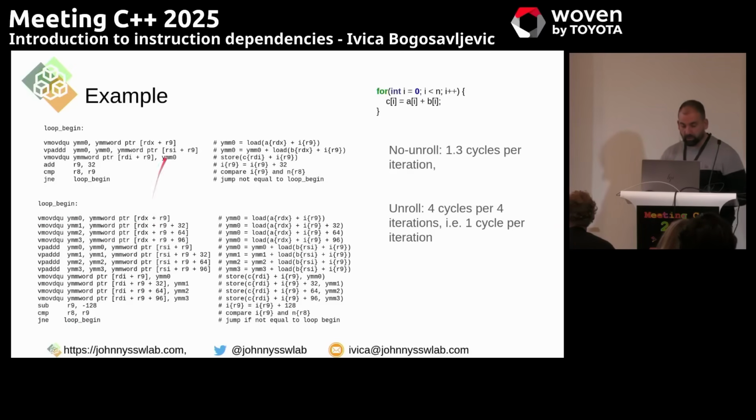Now look at here. Originally I have loads RDX plus R9, RDX plus R9 plus 32, RDX plus R9 plus 64, RDX plus R9 plus 96. And that is repeated the same here and the same here. Now this version here is 4 cycles per 4 iterations, so 1 cycle per iteration. Why is this version faster than this one? And it's related to instruction dependencies, but not only that.